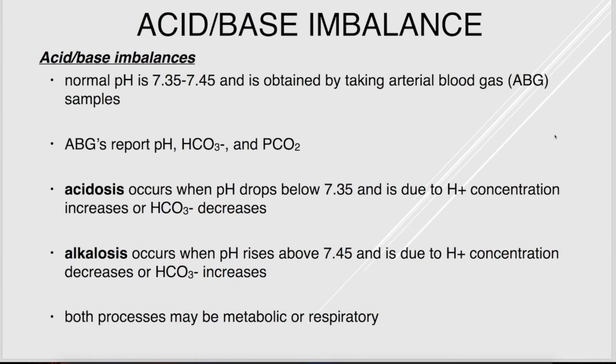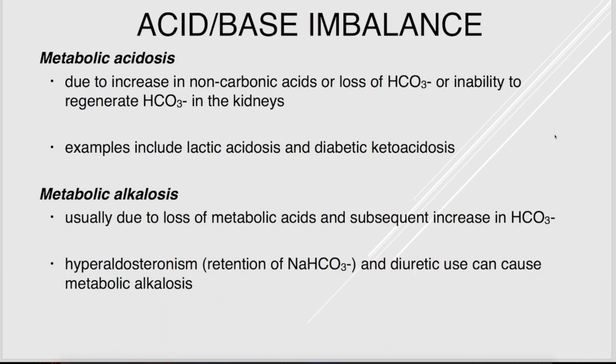Okay, so acid-base imbalances. You obtain these values through ABGs. Acidosis is just when pH drops below 7.35, and this is either due to a decrease in bicarb or an increase in acid or hydrogen ion concentration. Alkalosis is when pH is above 7.45, and it may be due to an increase in bicarb or a decrease in hydrogen ion concentration. And of course, these can be either metabolic or respiratory.